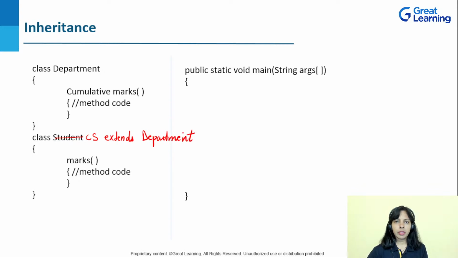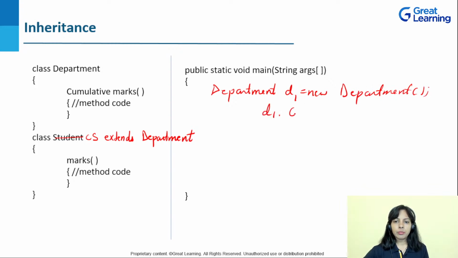So I have written extends department. Clear? Now coming to the main method. In the main method, I am going to create an object. If I create an object of department class, department D1 equals new department. Okay. If I call the method D1 dot cumulative marks, cumulative marks is the method. Okay. This is connected. Cumulative marks. And then I call the method D1 dot marks.